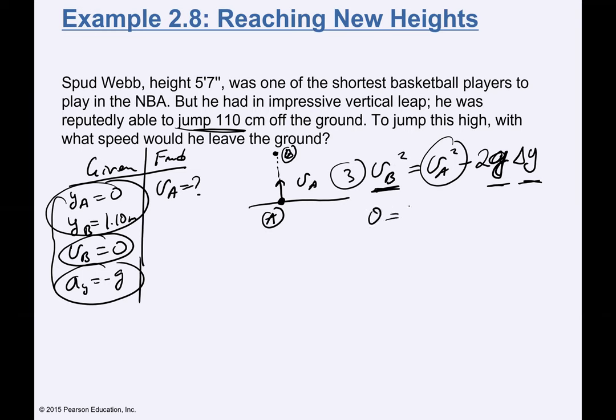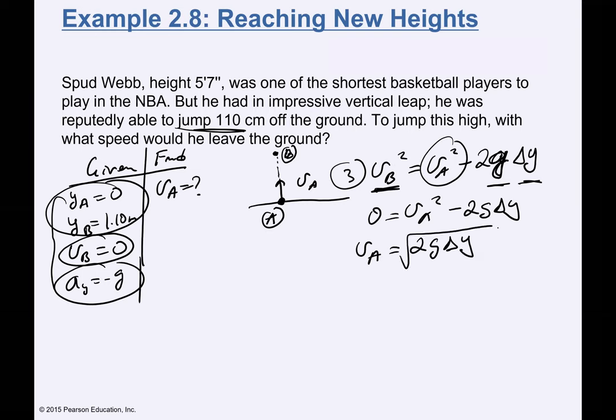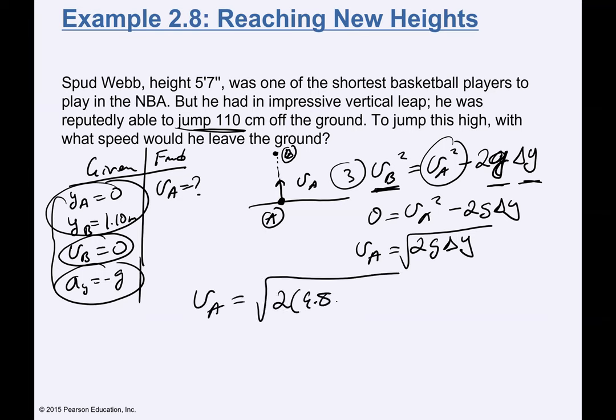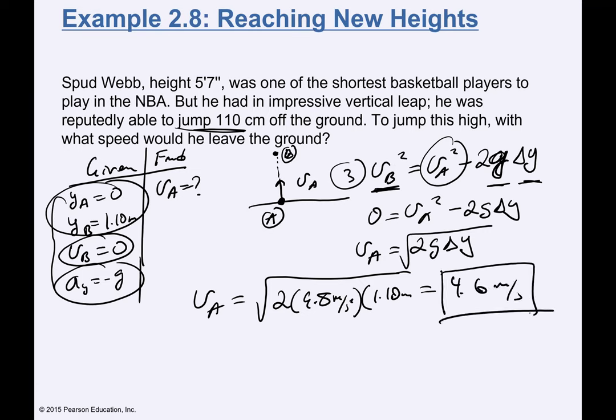VB is zero, so 0 equals VA squared minus 2g delta Y. We rearrange it, so VA squared equals 2g delta Y. Since VA is squared, take the square root of both sides. That means VA equals the square root of 2 times 9.8 meters per second squared times 1.1 meters. And we calculate the initial velocity of the player to be 4.6 meters per second. There we go. That's how you approach this problem. Again, even equation four we could not have used because we don't have time. The only time independent equation is equation three.